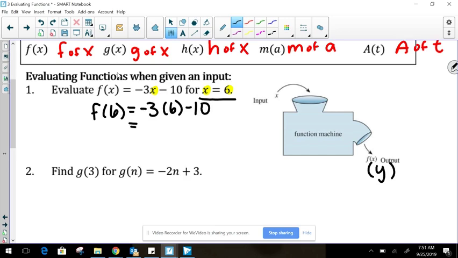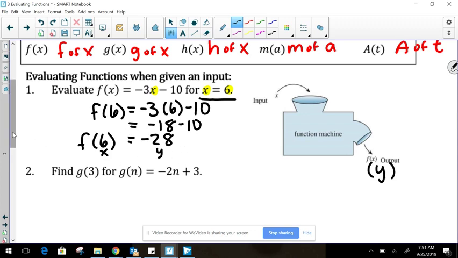So this right side, -3 times 6, you get -18 minus 10. If you need to use your calculator, do that. What do you get? Good, you should get -28. -28 is equal to this f of 6. All this is saying is that when the x value is 6, the y value is -28. That's all this final notation is telling you.